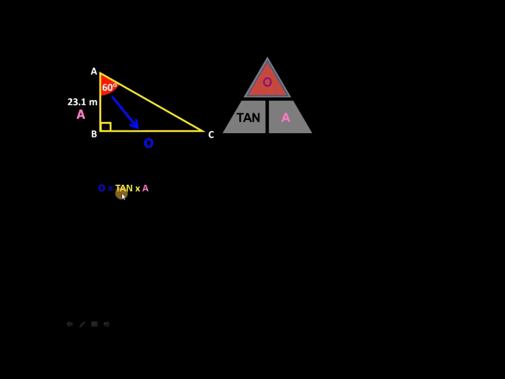Opposite is equal to tan multiplied by A. We now put in the numbers from the question. A is 23.1, and with tan you need to put in 60 degrees. This is what we get. We now must use a calculator to get this answer.